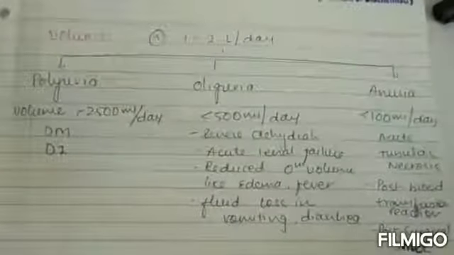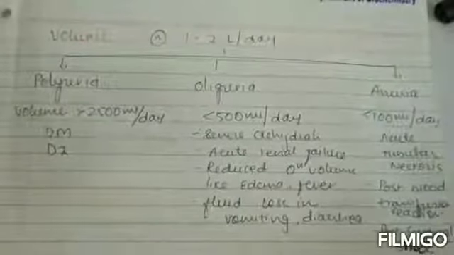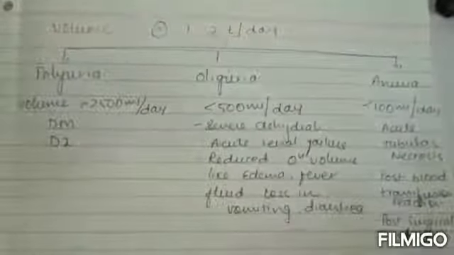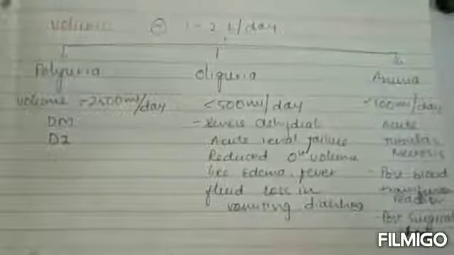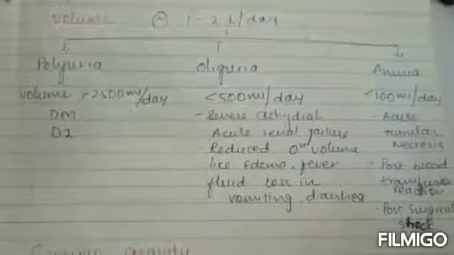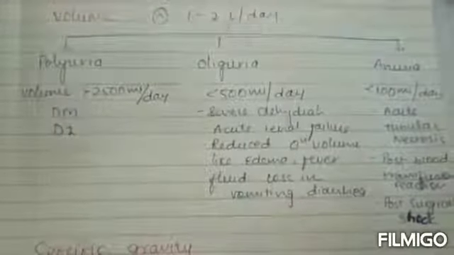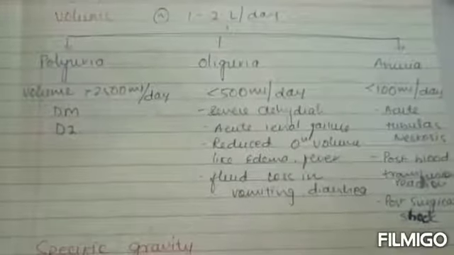Now the third indicator is volume. Normal urine output is 1 to 2 liters per day. The conditions are polyuria, oliguria and anuria. What is the definition of polyuria? When the urine output is more than 2500 ml per day, it is known as polyuria. It is seen in diabetes mellitus and diabetes insipidus.